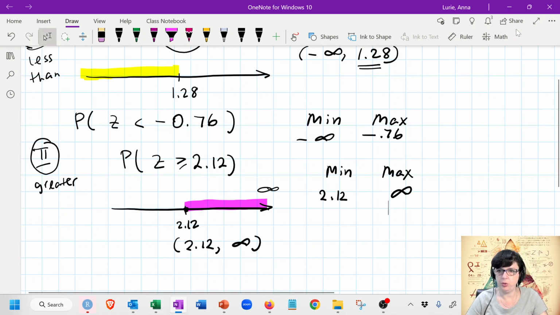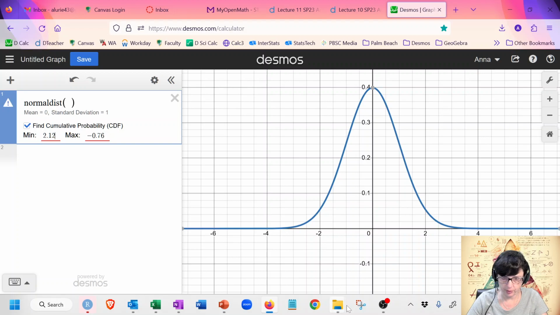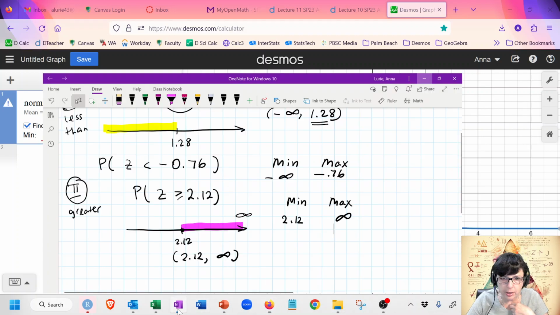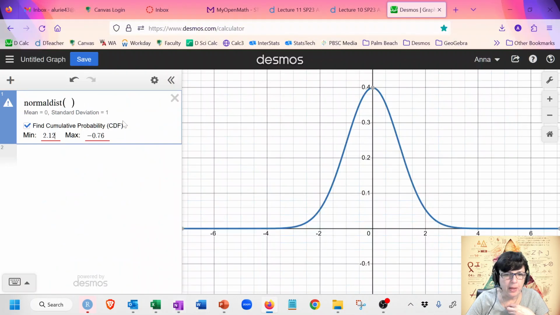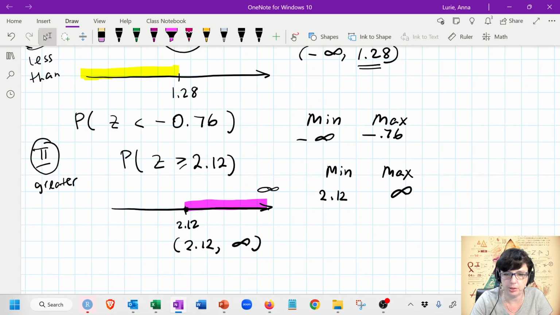So what do you do on the Desmos calculator? This time, change the minimum to 2.12. For the maximum, just delete it and leave it blank, because that automatically changes to infinity if you leave it blank. And Desmos shades it for you and tells you that that's approximately 0.017. So that would be your answer for that area, right?